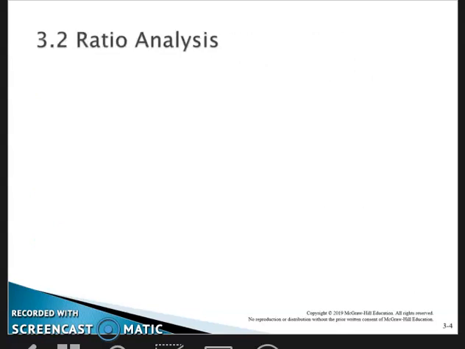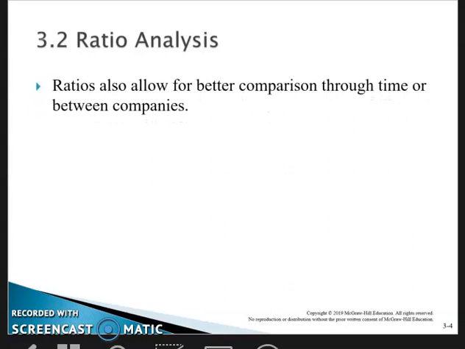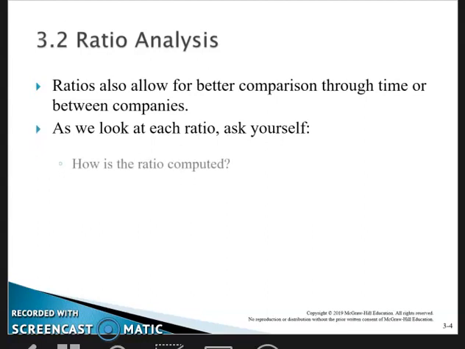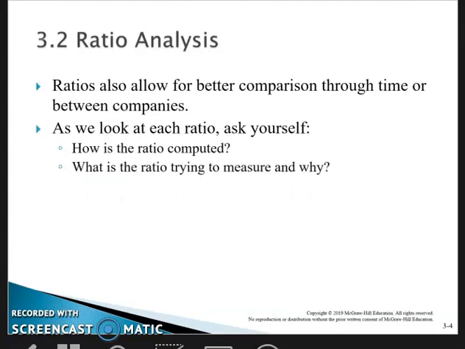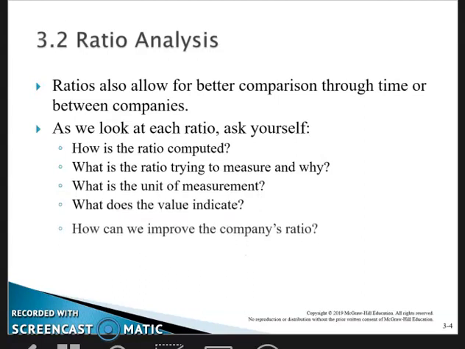Ratio analysis. So ratios allow us to make better comparisons over time and between companies. When you look at a ratio, ask yourself how it is computed, what information it is giving us, and why we are interested in this. So what's the unit of measurement? What does it indicate? What would the company have to do to improve its ratios?